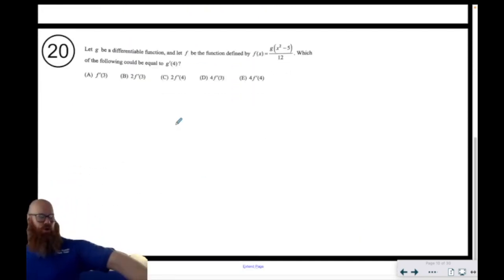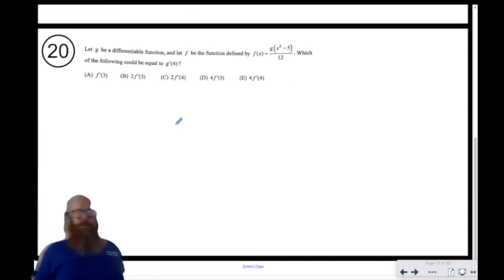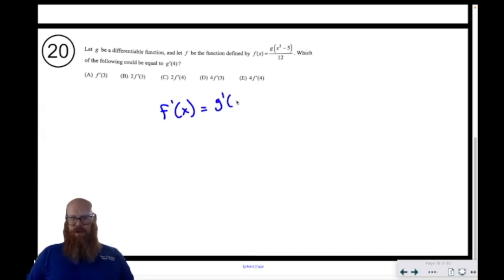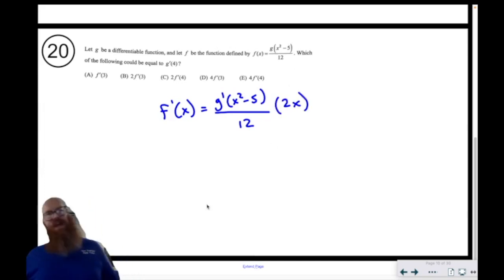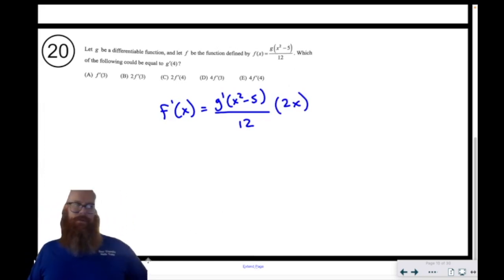On we go to number 20. We're on the back stretch of this test, or at least this section of the test. We have this function defined by another function, g prime of 4. Let's find f prime. f prime of x is the derivative of this, which is g prime of x squared minus 5 over 12 times 2x. I have to do the chain rule. And it wants to know what g prime of 4 is.